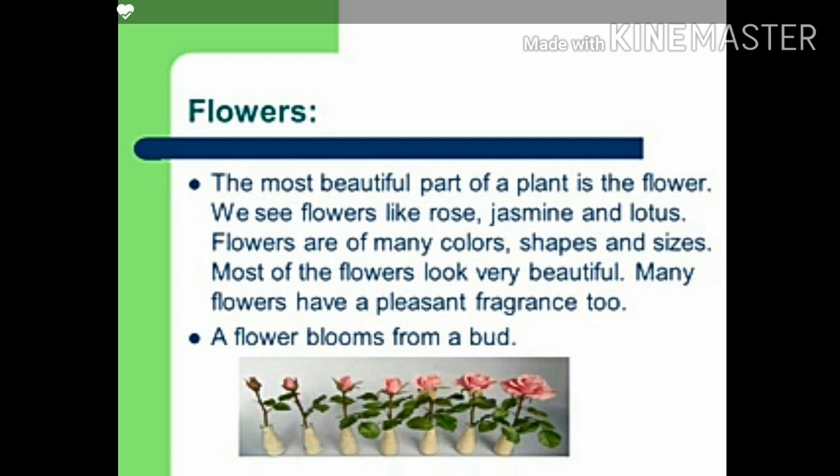Flowers. The most beautiful part of a plant is the flower. We see flowers like rose, jasmine, and lotus. Flowers are of many colors, shapes, and sizes. Most of the flowers look very beautiful. Many flowers have a pleasant fragrance too. A flower blooms from a bud.